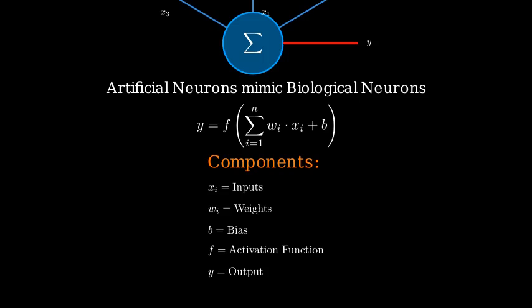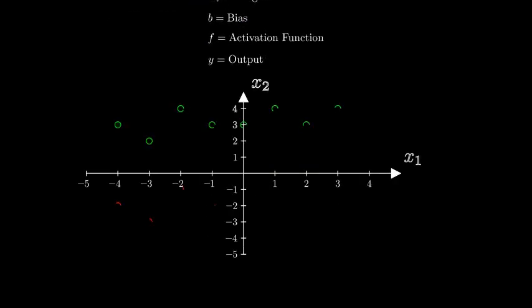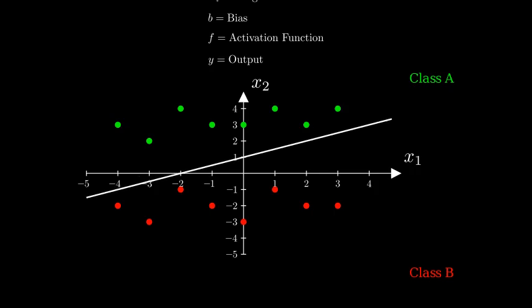Now, let's see how a perceptron can be used for a simple classification task. Imagine we have a dataset with two features, x1 and x2, and we want to classify each point as either belonging to class A or class B. The perceptron will learn a decision boundary that separates these classes. Let's walk through how a perceptron makes a decision step by step using a simple example.